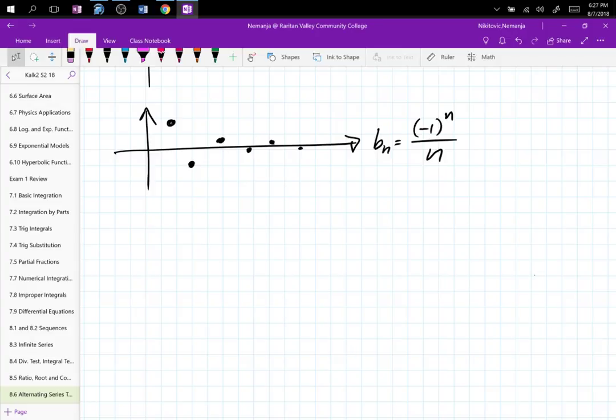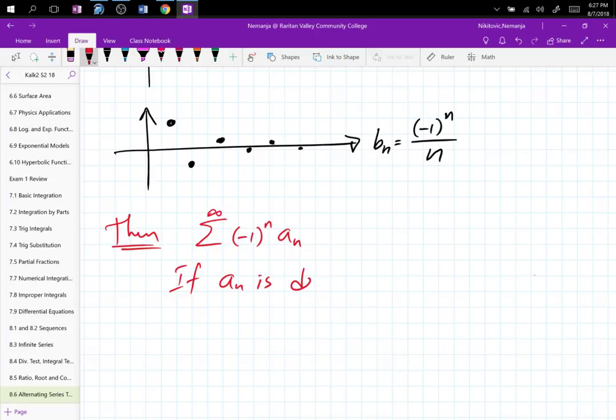Okay. So this is what we are going to write now. This is like a theorem, like a procedure. We have the summation of -1 to the n a_n, or k, whatever, to infinity, and then we'll say if a_n is decreasing and the limit of a_n equals 0 as n goes to infinity, right?